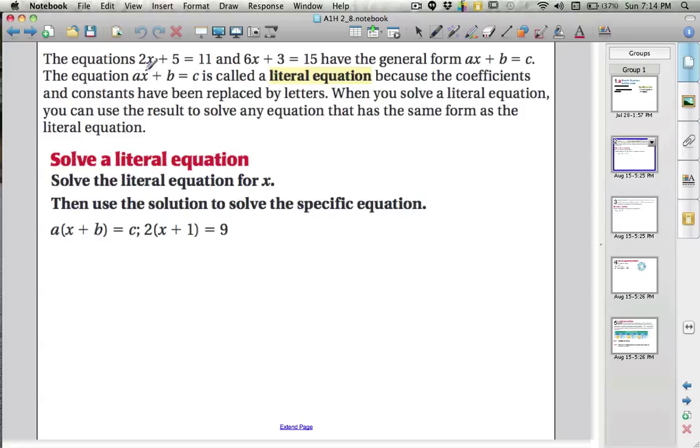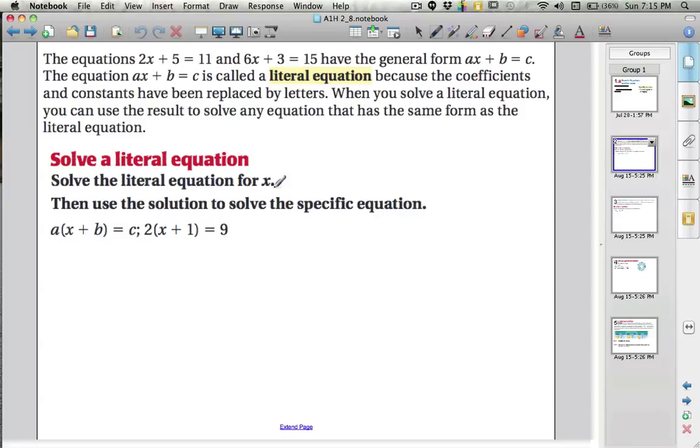If we look at these equations, 2x plus 5 equals 11 and 6x plus 3 equals 15, you can see that they have the same basic structure, and they have a general form of ax plus b is equal to c. This item, ax plus b is equal to c, is what is called a literal equation. It's a literal equation because the coefficients and the constants have all been replaced with letters. So when I solve a literal equation, I can use the result to solve any equation that has the same form by plugging in the other items.